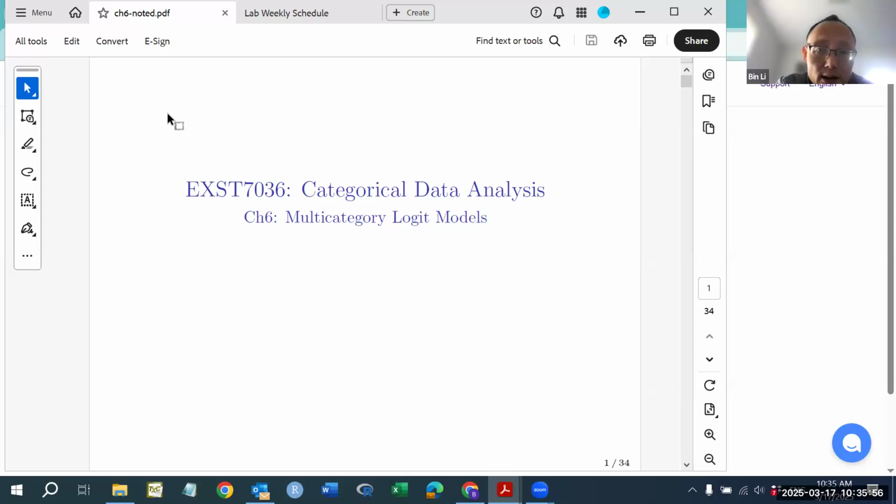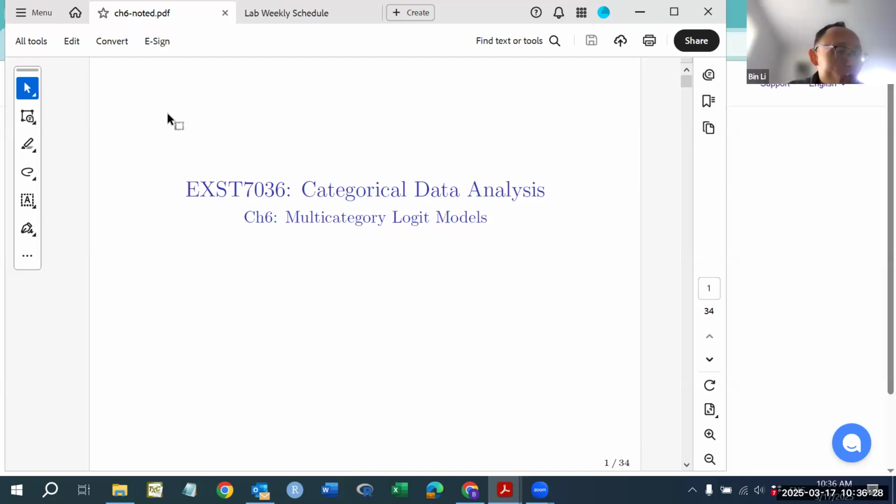Okay, let's talk about chapter 6. As I said, the slides and exercises are already in Moodle, so you can download them. Chapter 6 is the multi-category logit model. It's a natural extension of the logistic regression model for the case where we have more than 2 categories for the response variable.